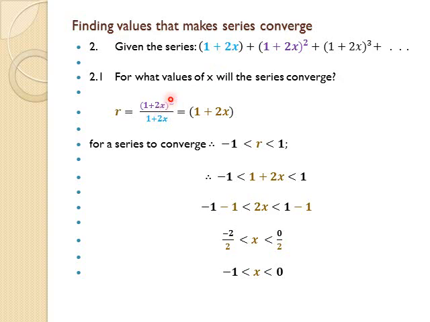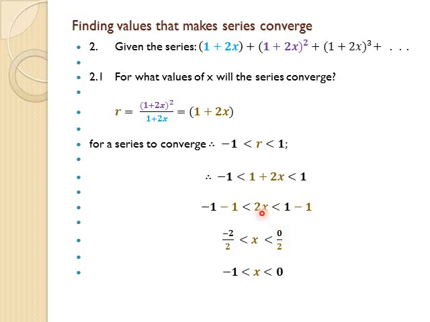So (1 plus 2x) squared divided by 1 plus 2x, the same thing. So 2 minus 1 gives me 1, so r is 1 plus 2x. So for the series to converge, r must be less than 1 and greater than minus 1. So there, 1 plus 2x less than 1 and greater than minus 1. Right, first take 1 over, so positive 1 would become negative 1 that side. Negative 1 minus 1 gives me negative 2, 1 minus 1 gives me 0.